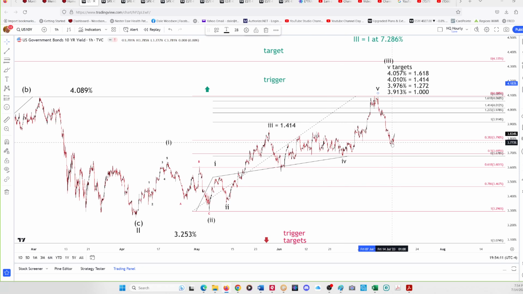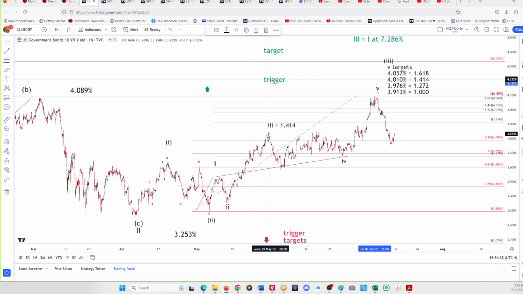We'll see if the correction goes just between the 382 and the 500, or if it hits the 50% or 500 right there, the previous 4th wave low. That would be a great place for that correction to end before it takes off higher.